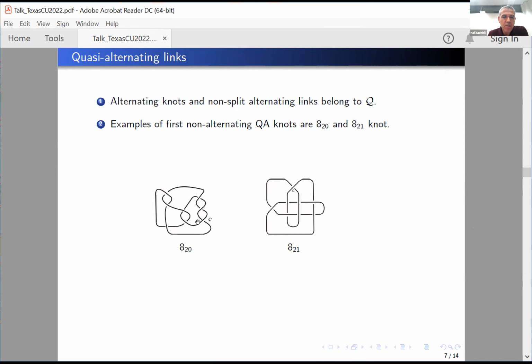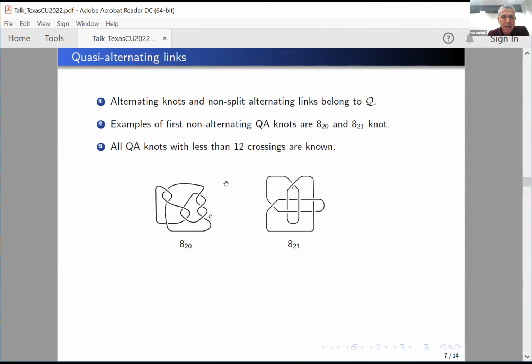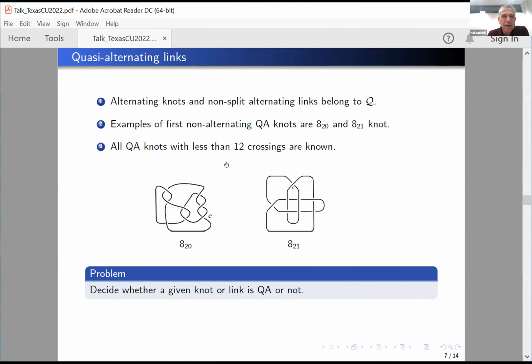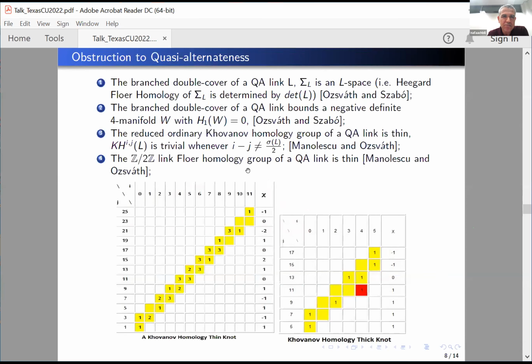And then the property of the determinant is satisfied. So 820 and 821 are both quasi-alternating. Okay, so I'm not sure about this. Up to 12 crossings, we know which ones are quasi-alternating, up to some conjecture ambiguity.